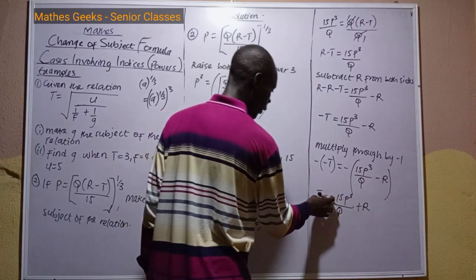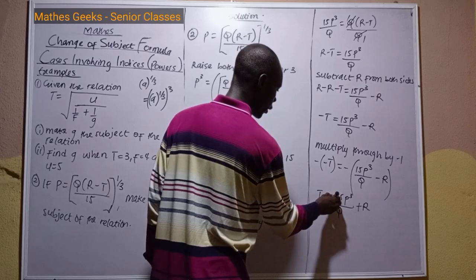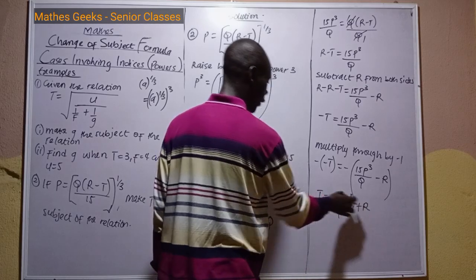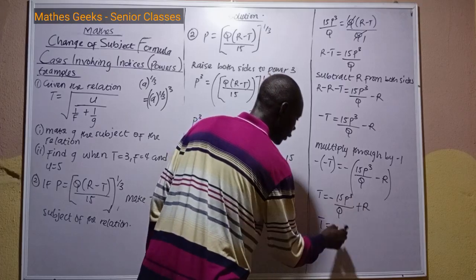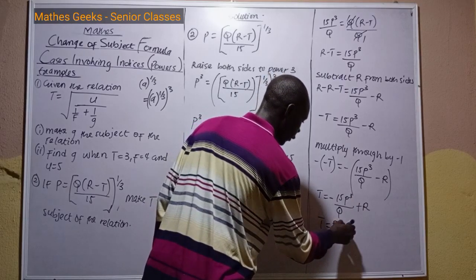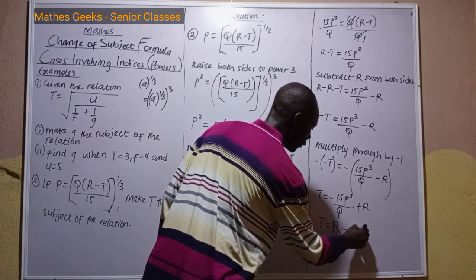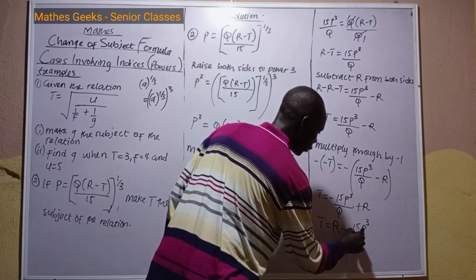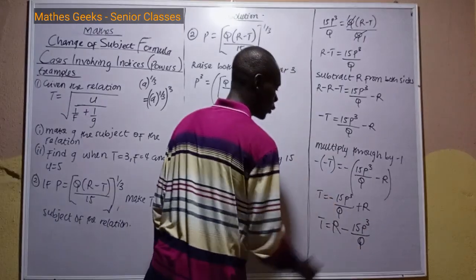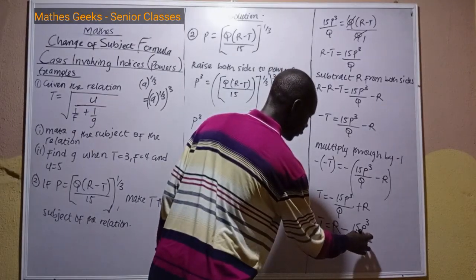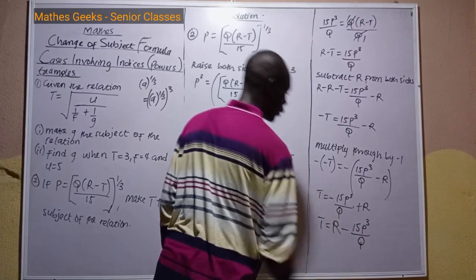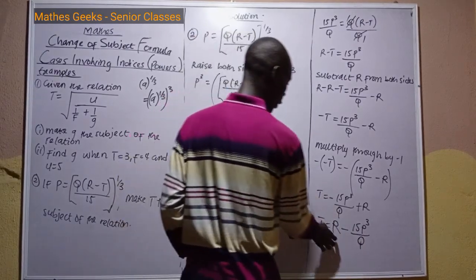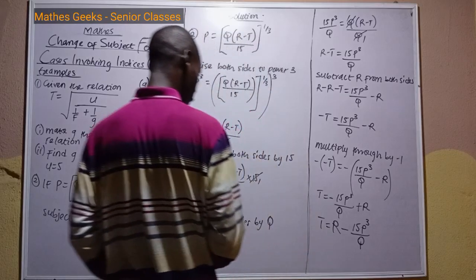So it will not be nice when this part is positive and this side is negative, so we're going to rewrite it. So t is equal to, bring the positive letter here, r, then minus 15p squared over q. So that's our answer. So this way t has been made the subject of the relation.